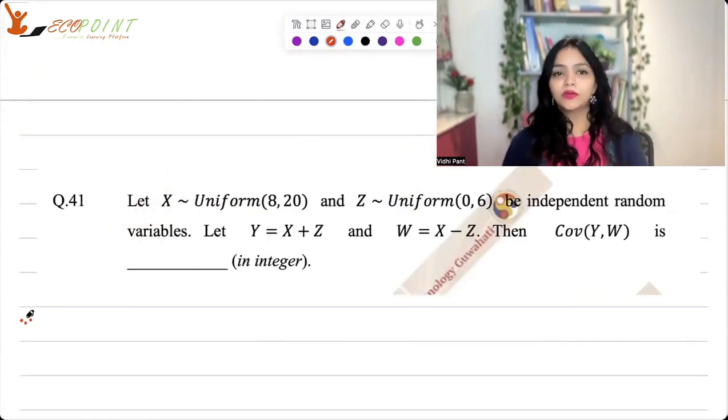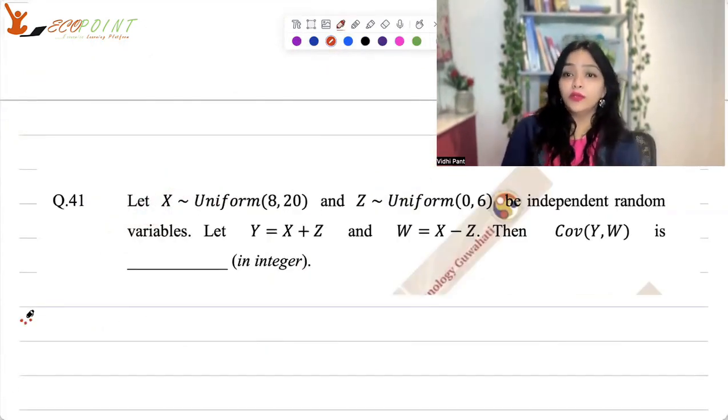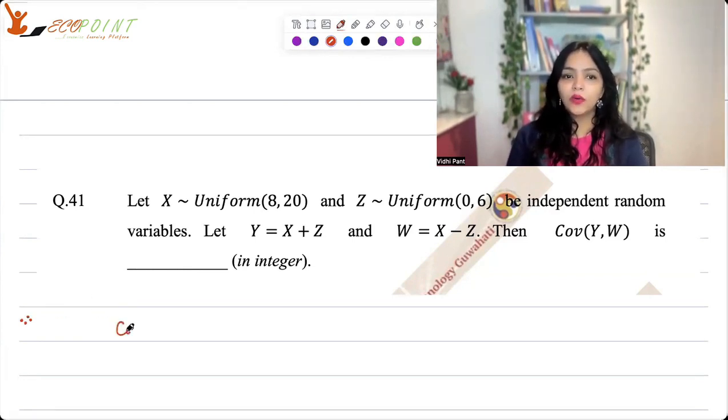Next is a very interesting question. You have two uniform variables here. So X is uniform (8, 20), Z is uniform (0, 6). These are independent random variables, and Y is X plus Z and W is X minus Z. You have to find covariance of YW.